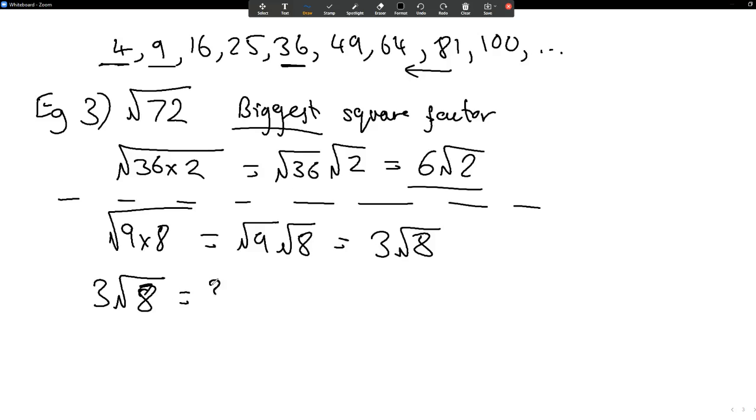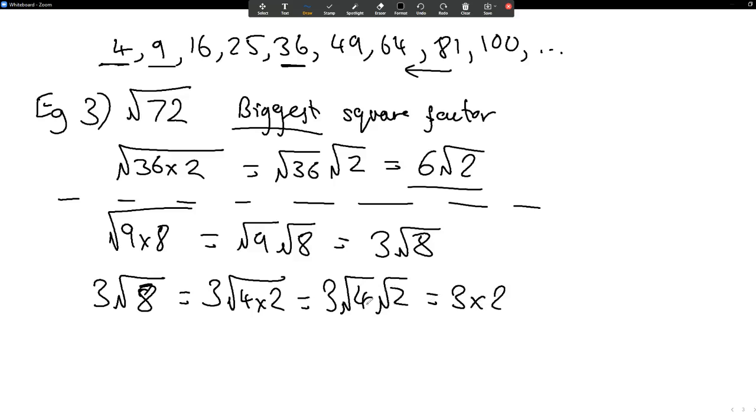So root 8, 4 goes into 8, so we can write it as 4 times 2. We get root 4 times root 2. And then we get 3 times 2 because we've square rooted the 4, times root 2. We get 6 root 2. So we do get the correct answer, but with more steps because we have to simplify twice. So if you're ever unsure if what you're choosing is the biggest square factor, when you get your answer, make sure you check to see if it's still in its simplest form.